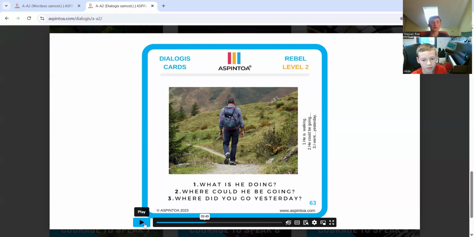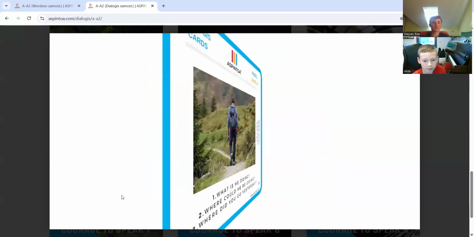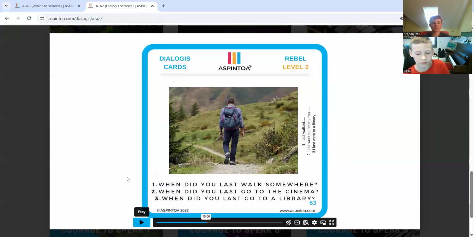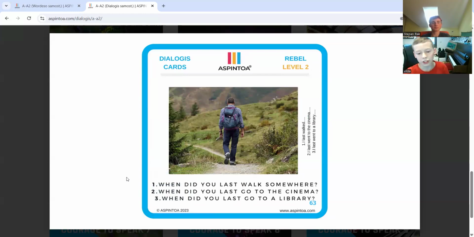And where did you go yesterday? Yesterday I went to badminton. Nice. This picture actually really reminds me of Scotland. The nature just looks so similar. When did you last walk somewhere? I probably last walked home from school.